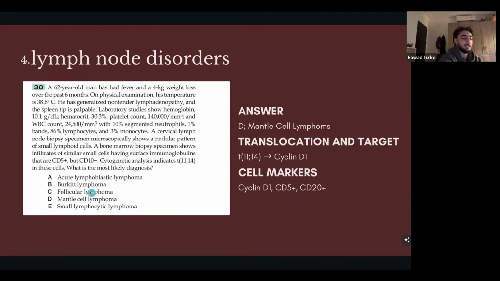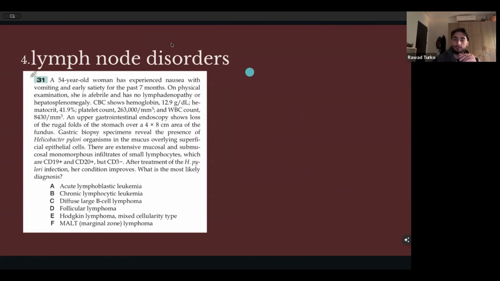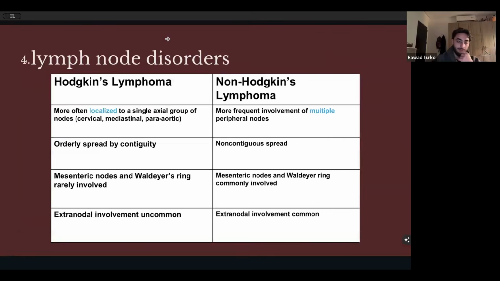Do you guys remember why they're CD10 negative? Very, very important. Why are they CD10 negative? No. So they are B cells. So again, this is a mantle cell lymphoma. I got an answer that was no B cell. No. That's because these are mantle cell lymphomas, or this is a mantle B cell. So let me go back to this picture here.